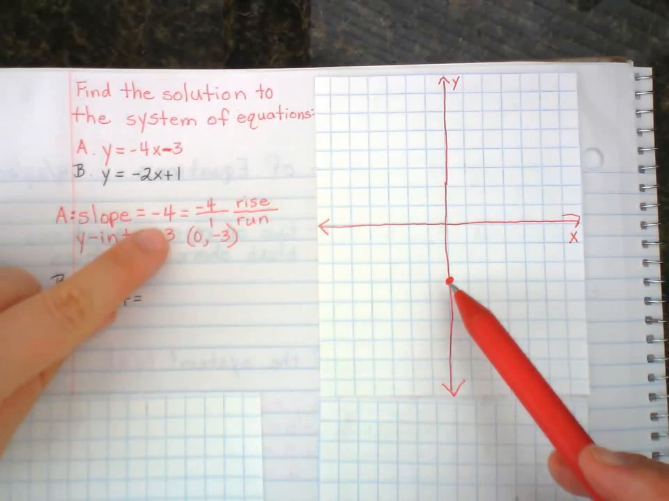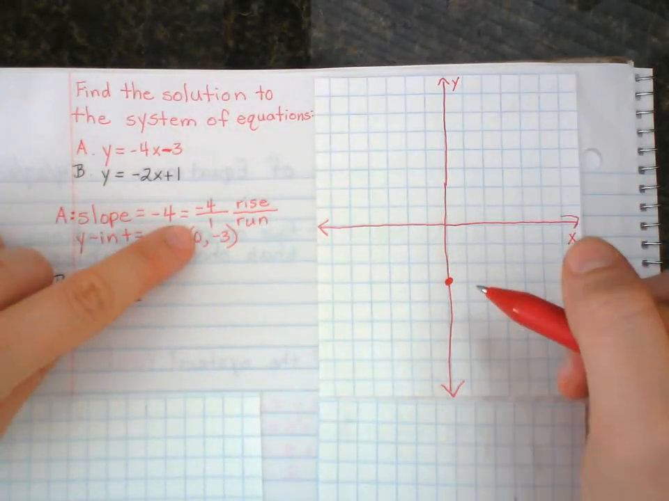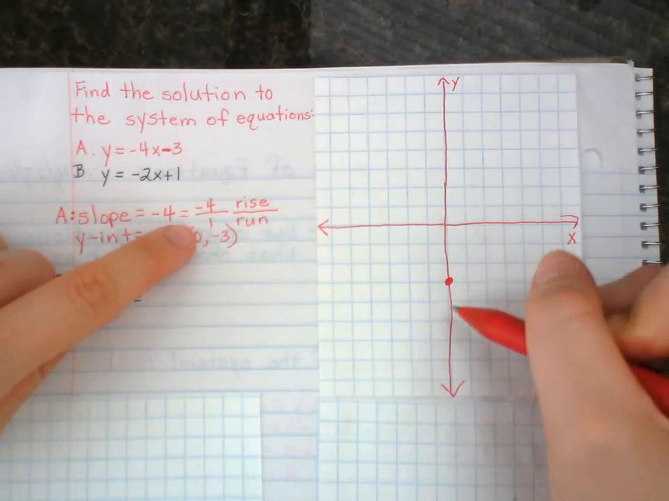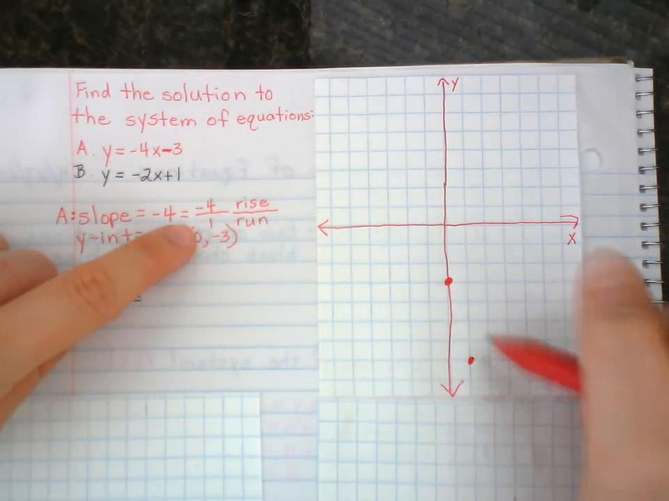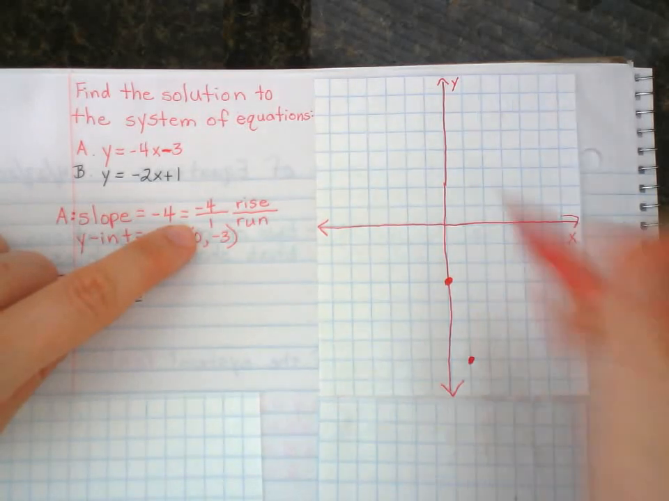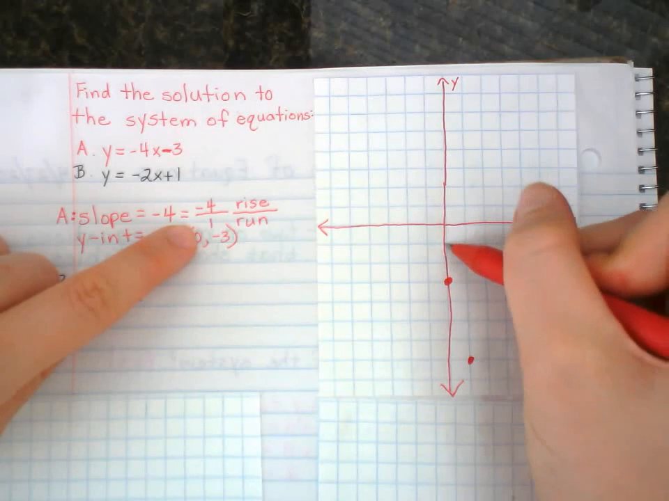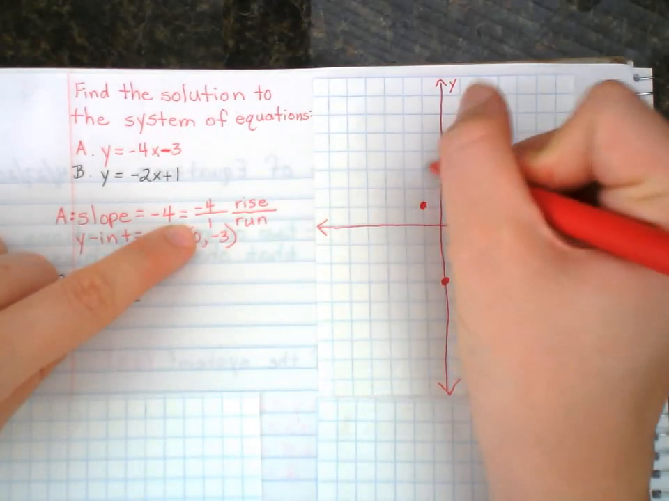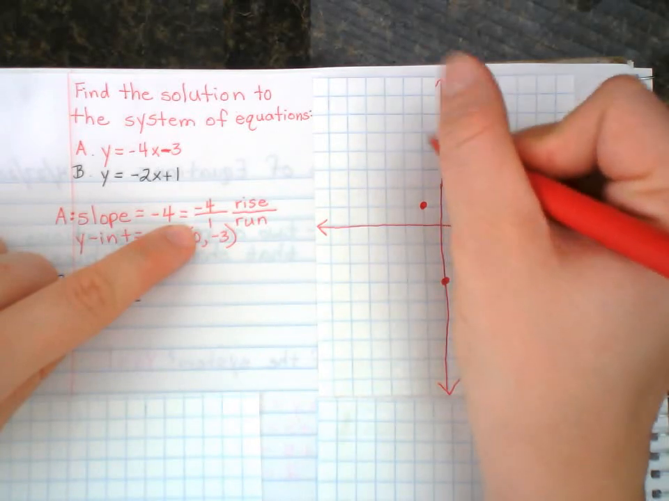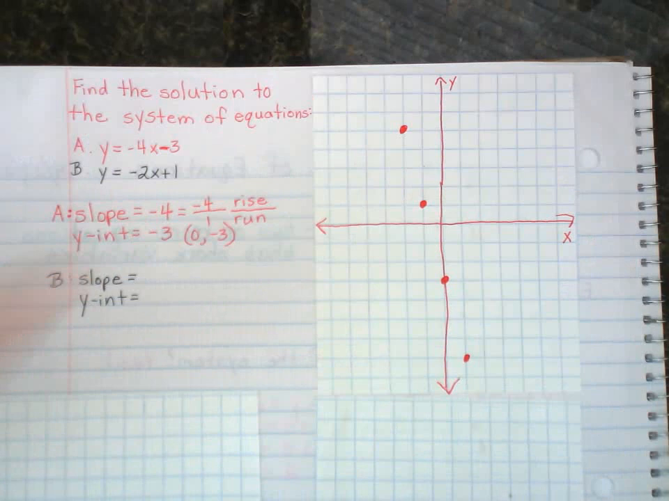So the slope is negative 4. So down 4, right 1, rise over run. Down, well, I don't have any more room because that's a new sheet. So instead of going down 4, right 1, we're going to go up 4, left 1. Up 4, 1, 2, 3, 4, left 1. Okay.